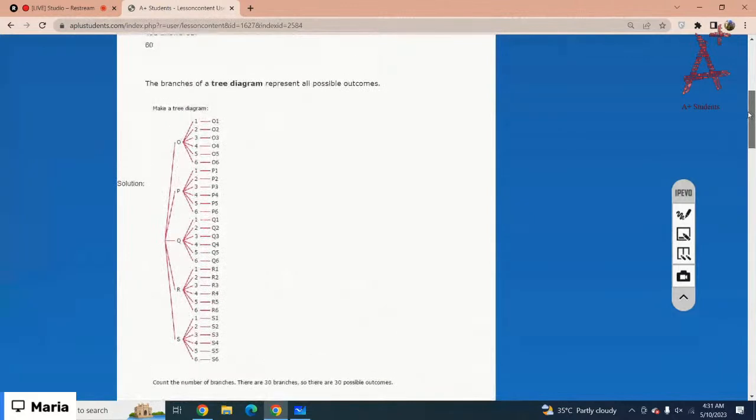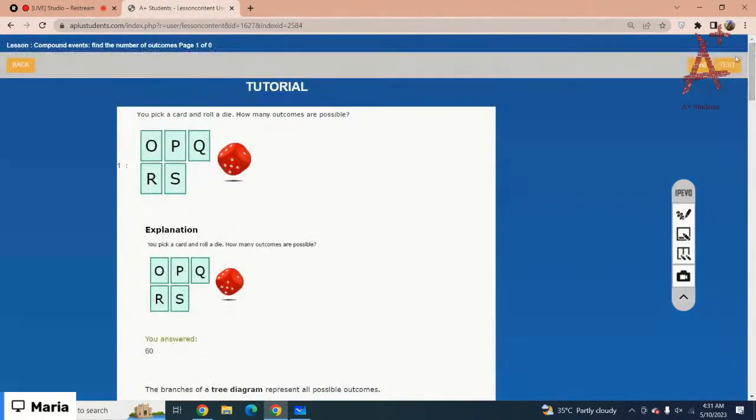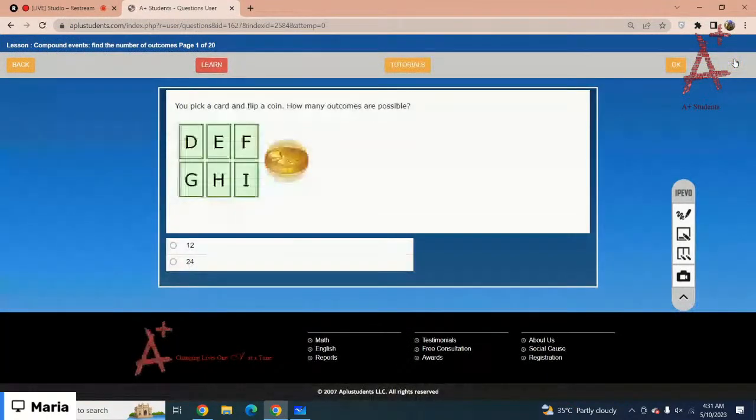5 times 6 makes 30. That means the total outcomes are 30. You can see here, when you selected the card O and rolled a die, you have 6 possibilities. Either it will land 1, 2, 3, 4, 5, 6. Same outcomes for card P. When you selected the P card, it will have the same 6 outcomes. So when you count the total outcomes, you have a total of 30 outcomes. Got it? So whenever you have to calculate the outcomes of compound events, you just have to find the outcomes of both the events and then multiply them. Got it?